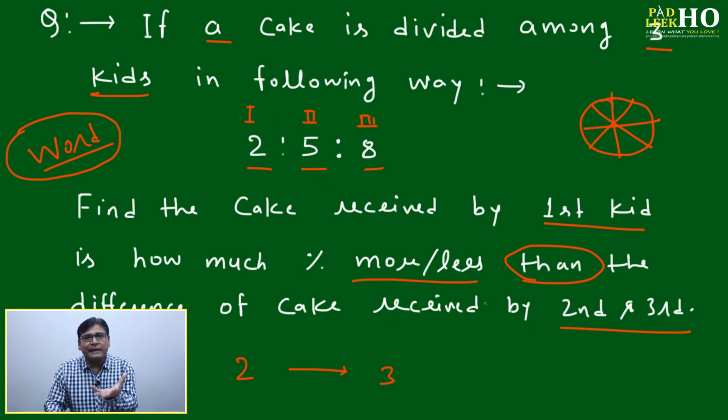Don't think about how big the cake was. It is a 100 gram cake or a 1 kg cake or a 2 kg cake. If you take a 100 kg cake also, the answer is not going to be affected. Why will it not affect? Because that base will be the same for all the numbers. It will be the same for the first kid, second kid and third kid. It is not going to change.